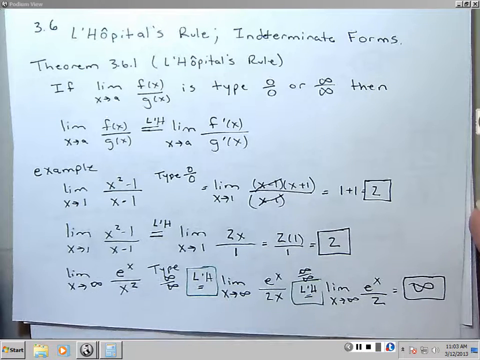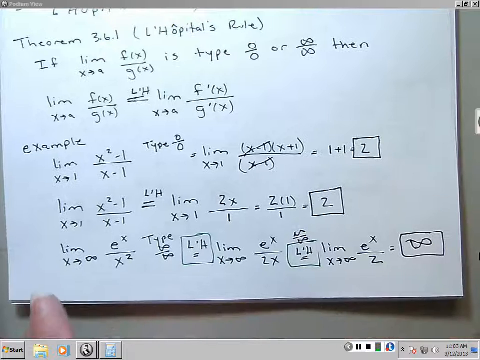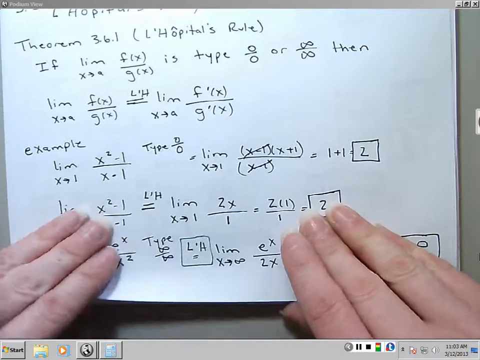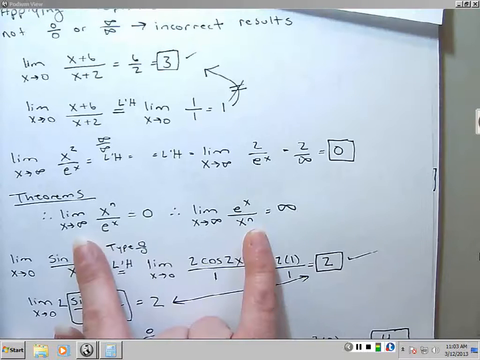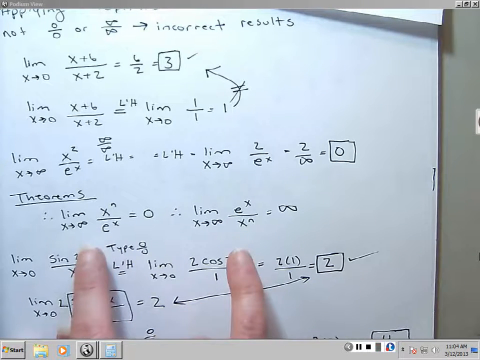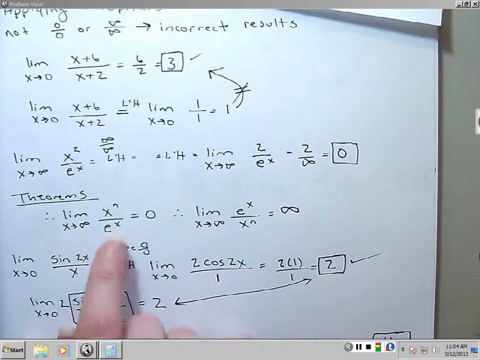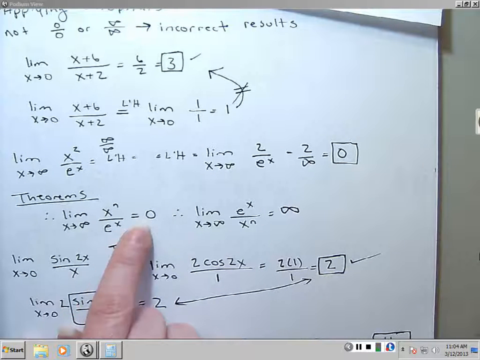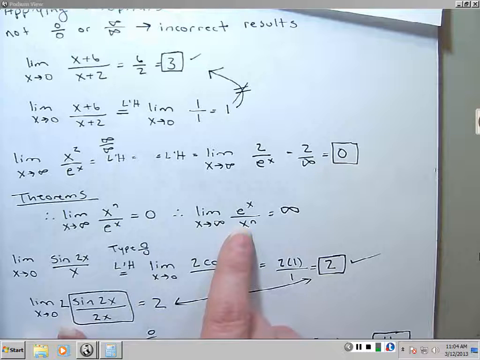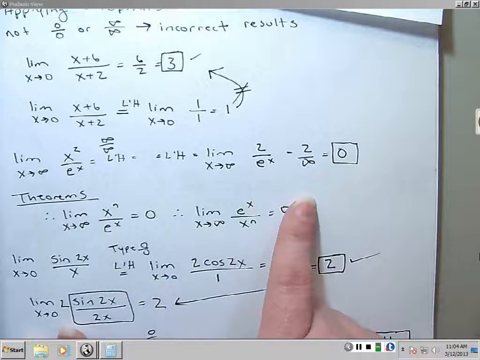So now we're looking at a little bit more complicated functions, maybe like an exponential over a polynomial. When we did that, we found we have two theorems in our book that let us make a conclusion right off the bat. If I have a polynomial over an exponential, I'm always going to go to 0. If I have an exponential over a polynomial, I'm always going to go to infinity when x goes to infinity.